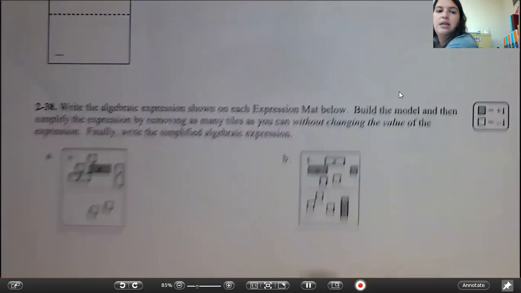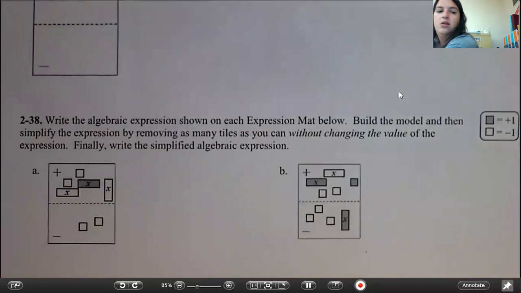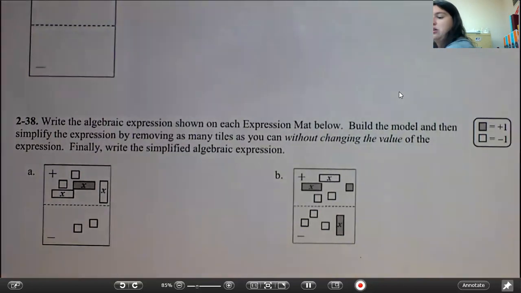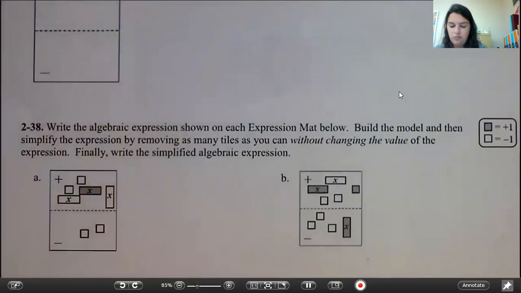It says, write the algebraic expression shown on the expression map below. Build the model and then simplify the expression by removing as many tiles as you can without changing the value of the expression. Finally, write the simplified algebraic expression. So we're gonna do the first one together, and then you're gonna try the second one.